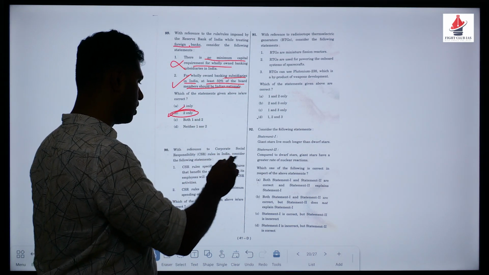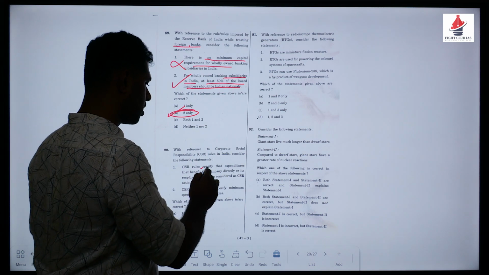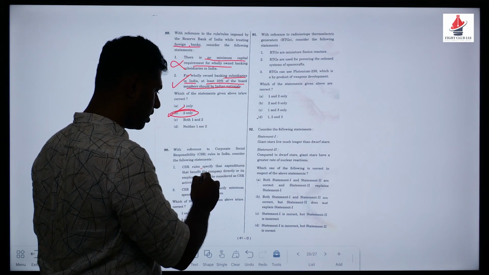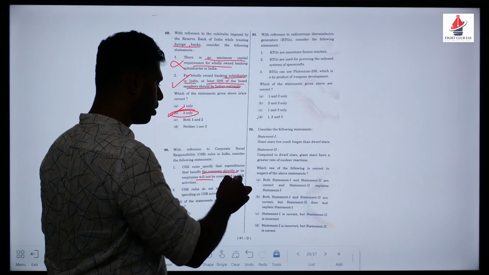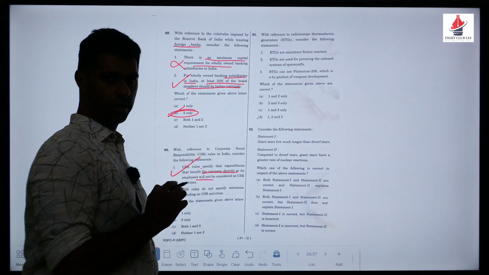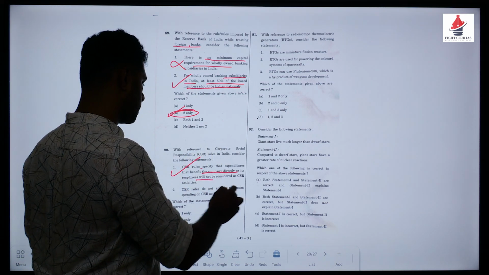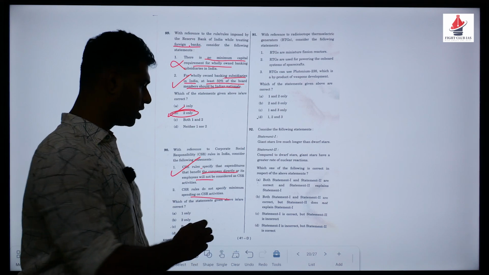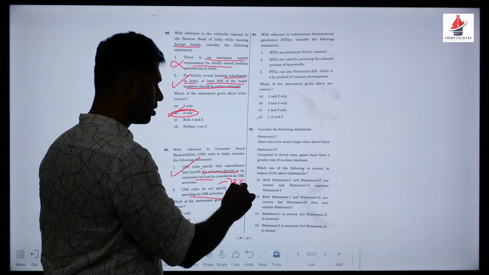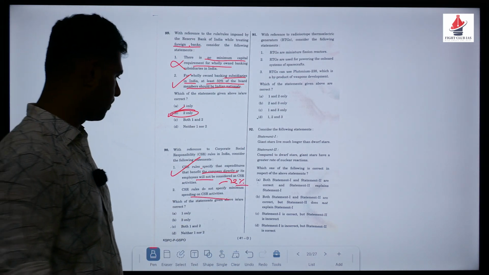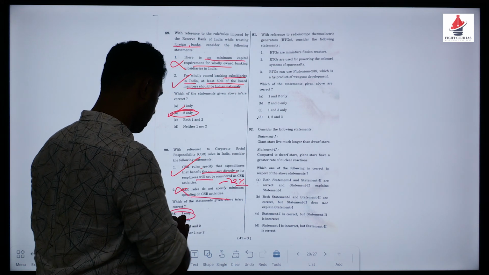With reference to CSR, consider the following statements. CSR rules specify that expenditures that benefit the company directly or its employees will not be considered as CSR activities. This is correct. CSR rules do not specify minimum spending on CSR activities. No, it does mention 2% of profits is to be spent. Right? So 2 is wrong. Answer is A, 1 only.